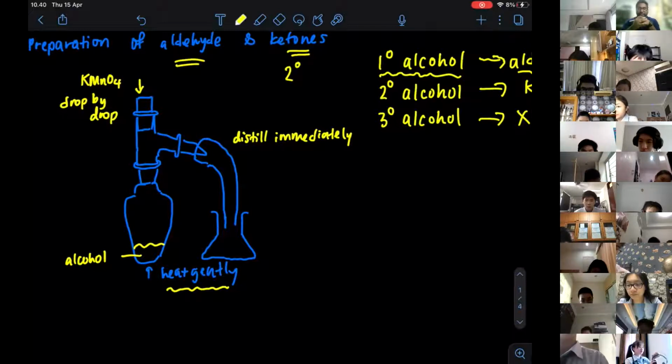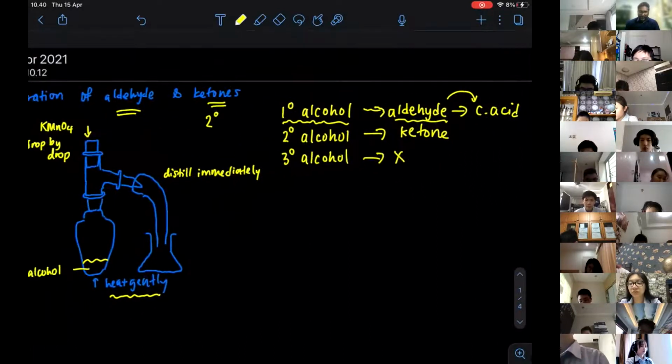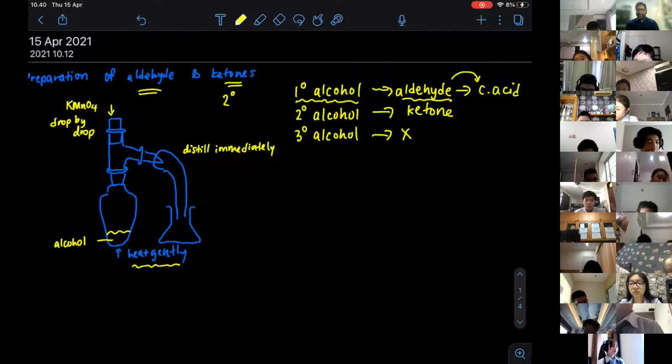So we do not just heat under reflux, because I want to prevent the aldehyde from changing into carboxylic acid. That is how you convert to aldehyde. But if you want to form carboxylic acid from alcohol, what do we need to do? Then you just do normal heating under reflux. No need to add drop by drop.